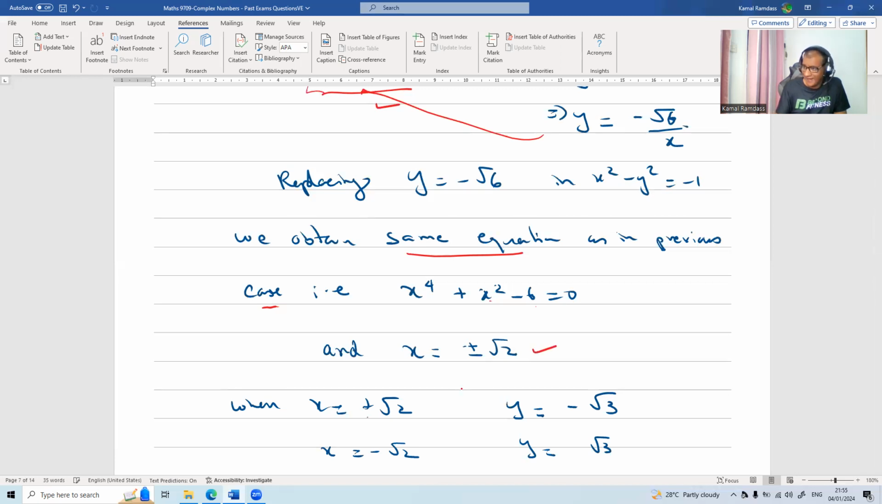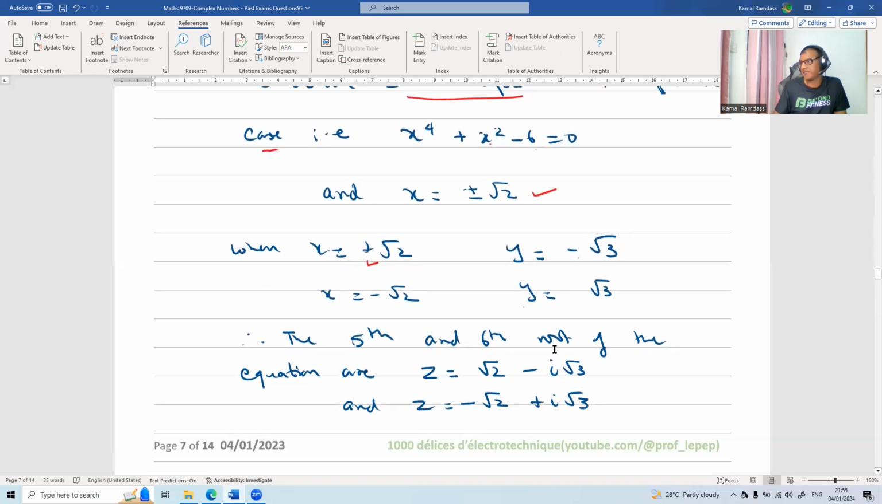Simplement, when x is equal to plus root 2, y is equal to minus root 3. Et when x is equal to minus root 2, y is equal to plus root 3, from y equals minus root de 6 over x. Et the fifth and sixth roots of the equation are z is equal to root de 2 minus I root de 3, et z is equal to minus root de 2 plus I root de 3. Et toujours, je trouve une square root, et they are negation of each other.